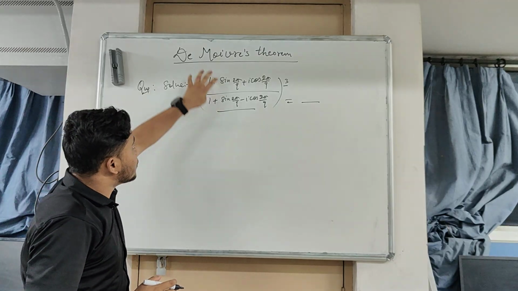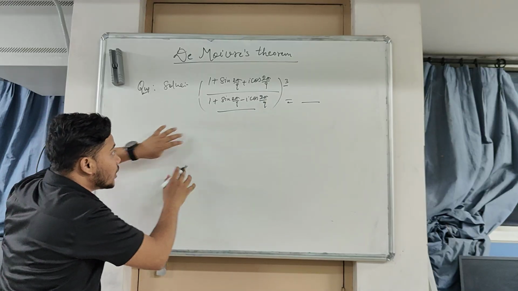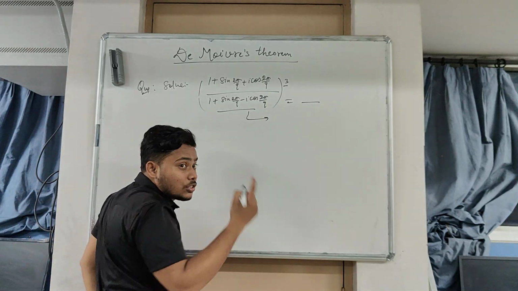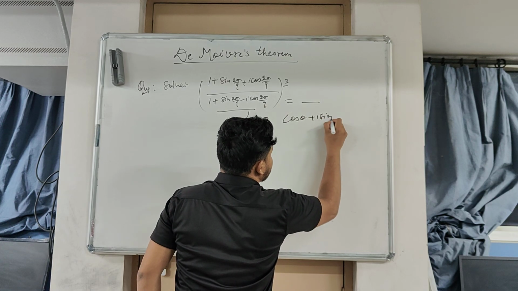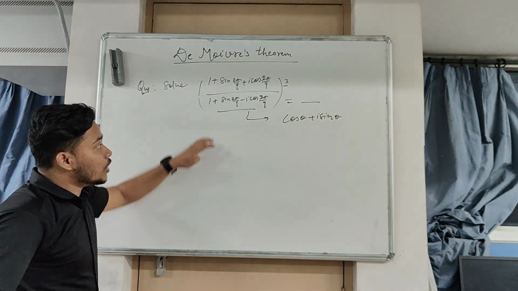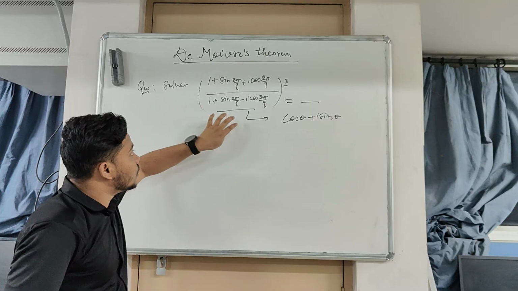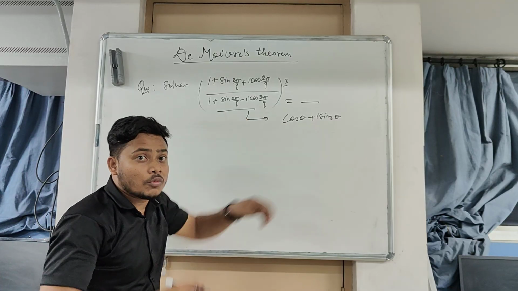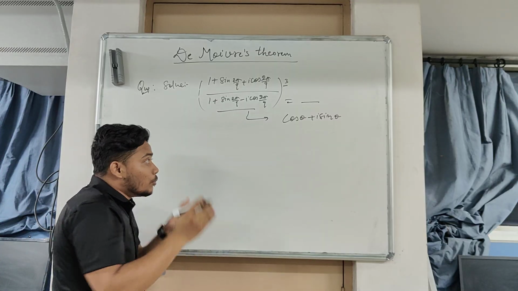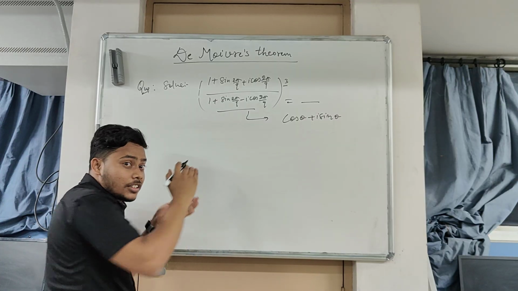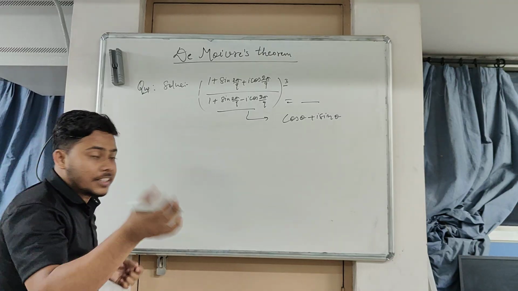See, can we use de Moivre's theorem here directly? No, we cannot use it, because this complex number is not of the form cos theta plus iota sin theta. So what should we do? We have to convert it into this form. So to convert it into this form, what should I do? We can rationalize it and solve it. But rationalization is a very lengthy process. So we can use one identity here.